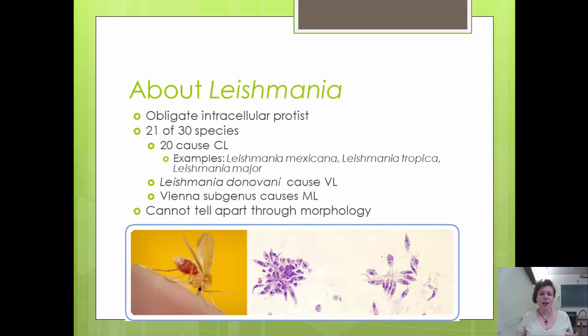countries. So the protist itself is obligate intracellular, but that's actually kind of misleading because it's only intracellular when it is within the host. And when it's in the host, it's called an amastigote, but when it's in the sandfly, it's actually extracellular and is called a promastigote.